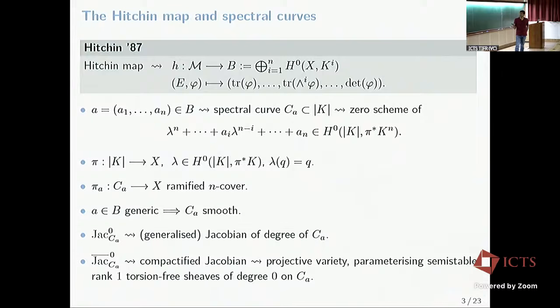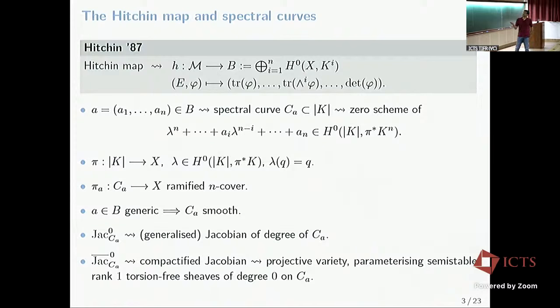And I will denote by this symbol the Jacobian, I should have said degree 0, of C_a. If C_a is smooth, this is the Jacobian we all know, but I'm putting there generalized Jacobian because most of the time this symbol will be attached to a non-smooth curve. In that case, this is non-projective, it's not compact. It parameterizes degree zero line bundles on the curve.